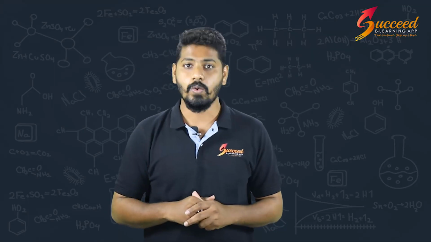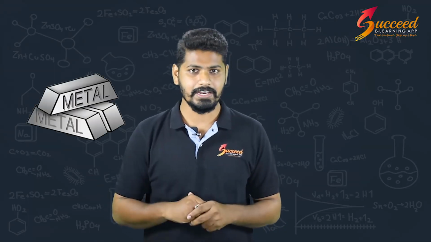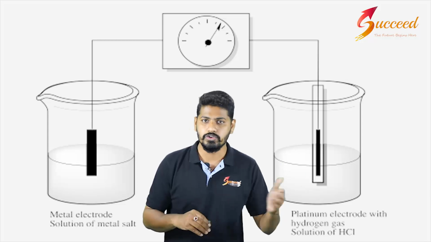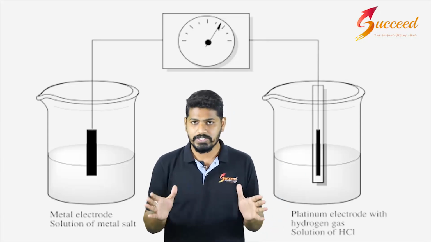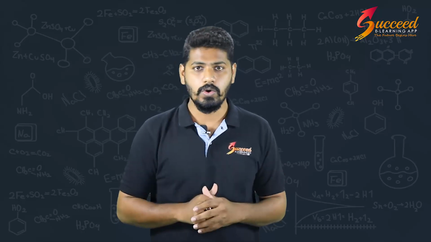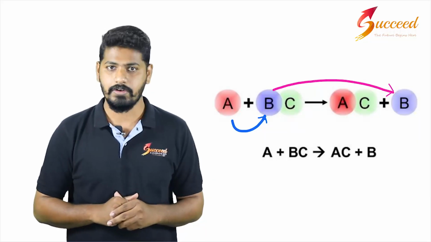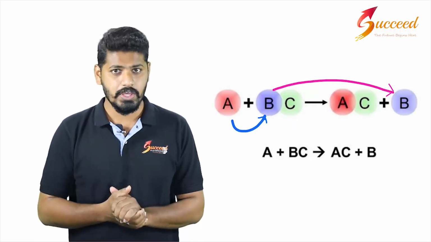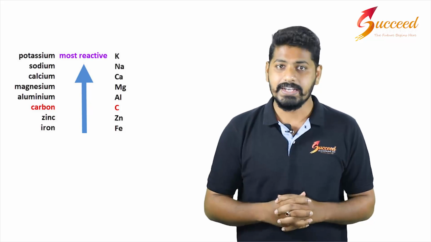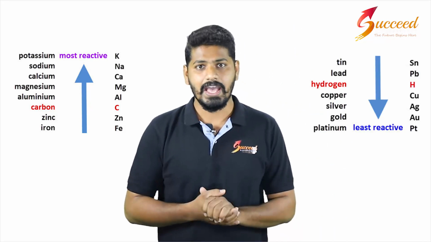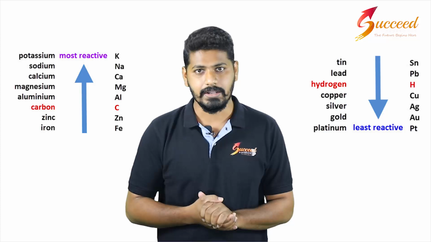Now let's see what happens when one metal is reacted with another metal salt solution. If you want to know this very clearly, you're supposed to know what is a displacement reaction, right? In a displacement reaction, the more reactive element displaces the less reactive element and it forms a metal, right?